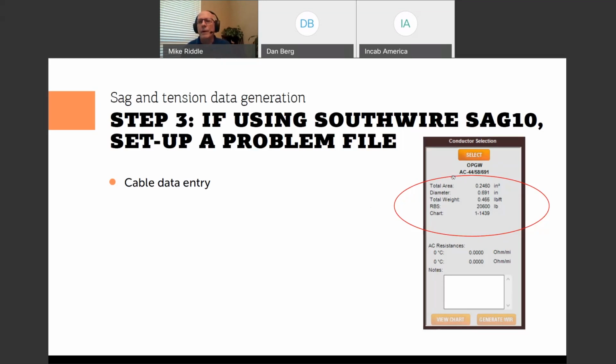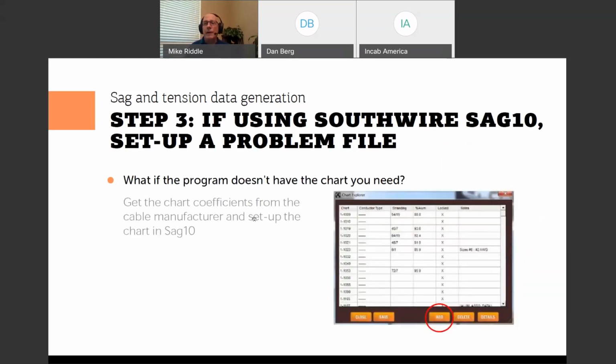By default, the program only includes OPGW data for some other manufacturer. I think they're located in Botswana or something, but maybe you'll recognize them. But trust me, select OPGW, and then you can edit the cable and put in some other manufacturer, such as NCAB's information, including that chart number. The program should then marry up the chart number with the cable data. But if it doesn't have the chart number in it, you can add it.